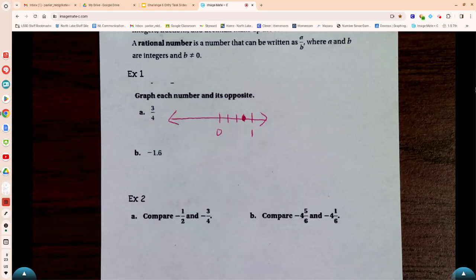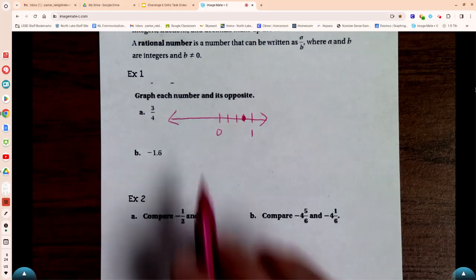What is the opposite of 3/4? What's the opposite of 3/4? Reese? Negative 3/4. Not 4/3. I think sometimes we're like, oh, flip it around. Does anybody remember what it's called when you flip a fraction over? That has a name. Swara? Reciprocal. So we want the opposite, not the reciprocal. And the opposite is just changing the sign.